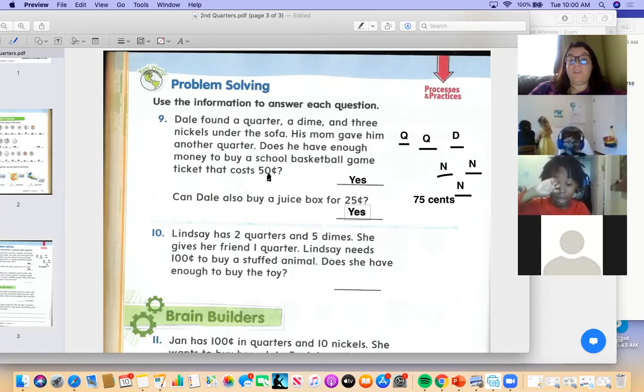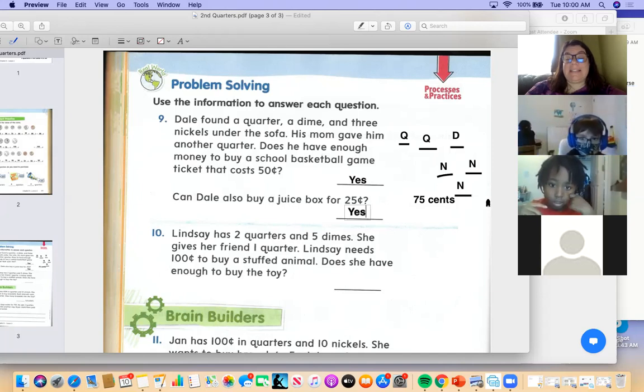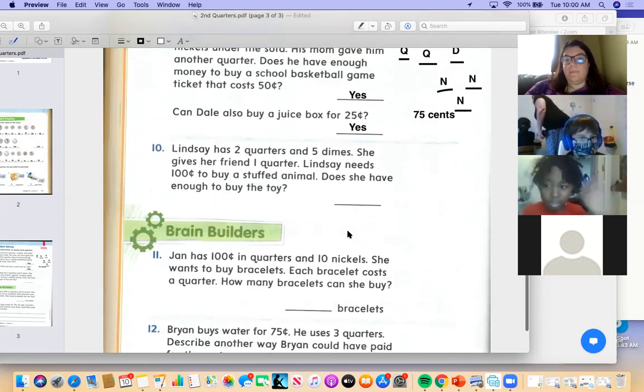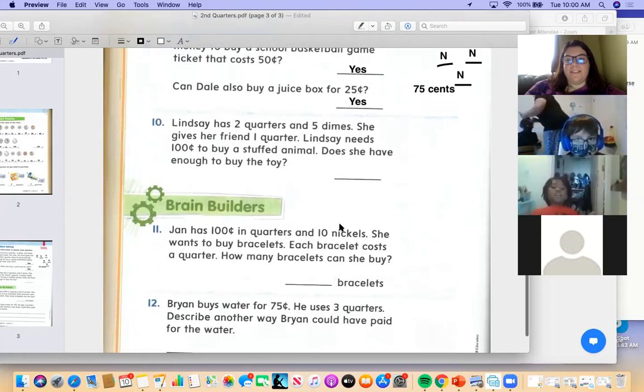So he has 50 cents. Or I mean the ticket's 50 cents and he has 75 cents. So that's 50 plus 25. So he has enough to get the ticket and the juice box. Yes, he does. Yes. I knew I could do it.